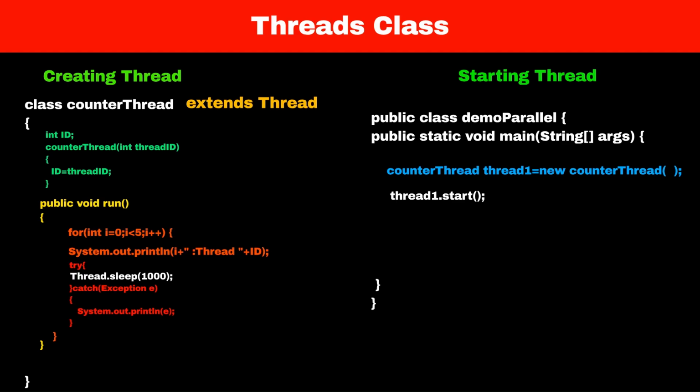Now in the demo parallel class, we will create two thread objects with different IDs and then we will use the start method on both of these threads. So once the threads start executing, these two threads will start counting numbers parallelly. Now let's jump to Eclipse and execute this program.